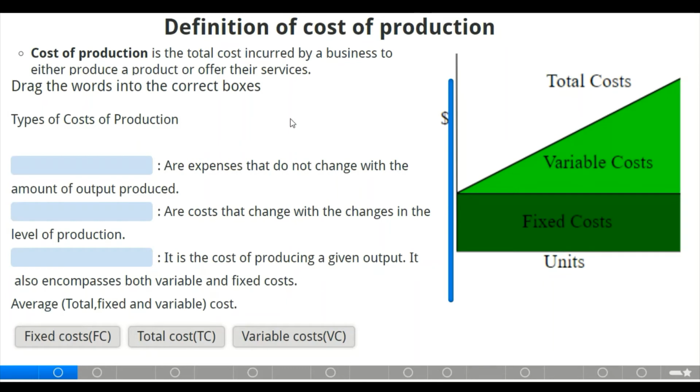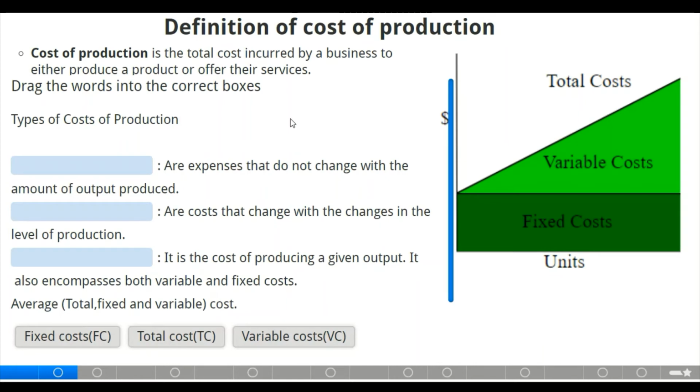The first sentence we have says, expenses that do not change with the amount of output produced. What are the expenses that do not change with the level of output? The second statement says the costs that change with the changes in the level of production. Now, what are the costs that also change with the amount of output produced in a firm? And the third statement says the cost of producing a given output, which also encompasses both variable and fixed costs.